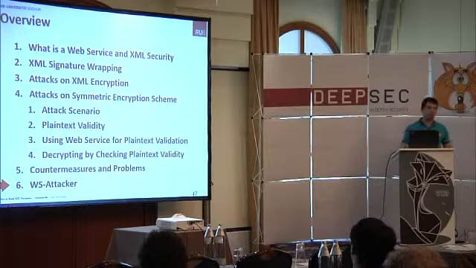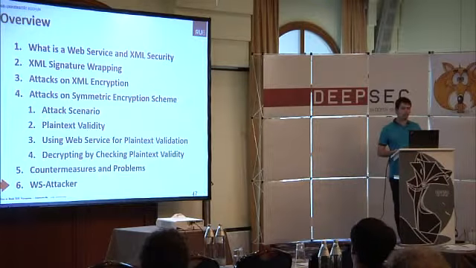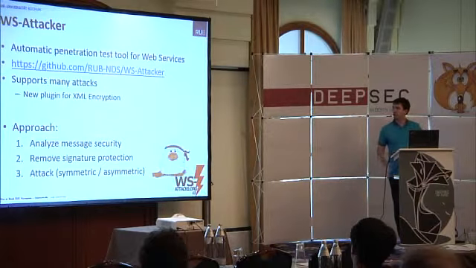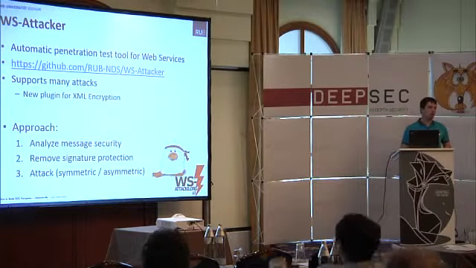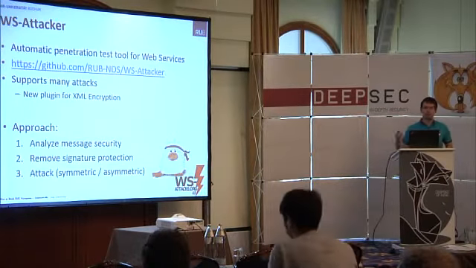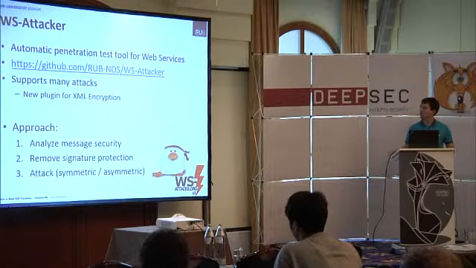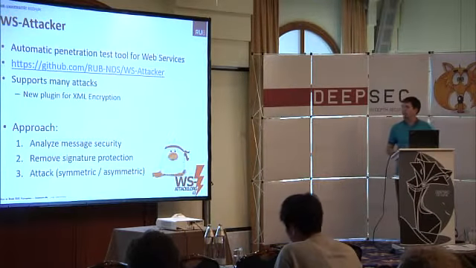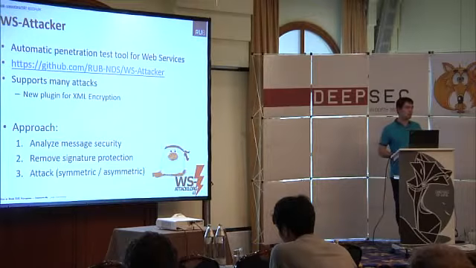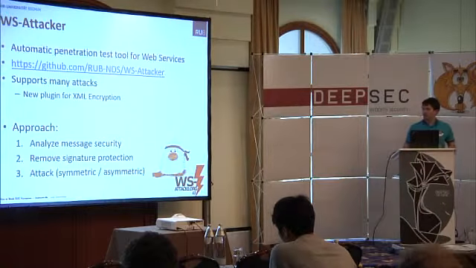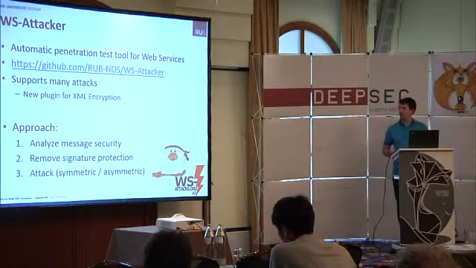And this is why we created a new plugin for our WS Attacker. WS Attacker is an automatic penetration test tool for web services. If you want to download it or play with it, its sources are available on GitHub, and it supports many attacks. And there's also a new plugin for XML encryption. So the basic approach behind attacking XML encryption is to analyze the message security.